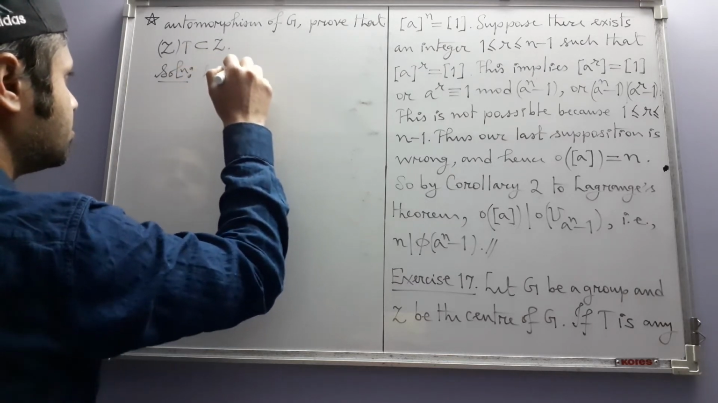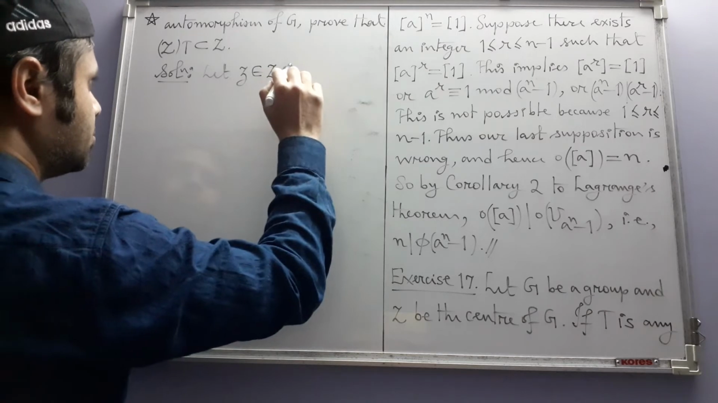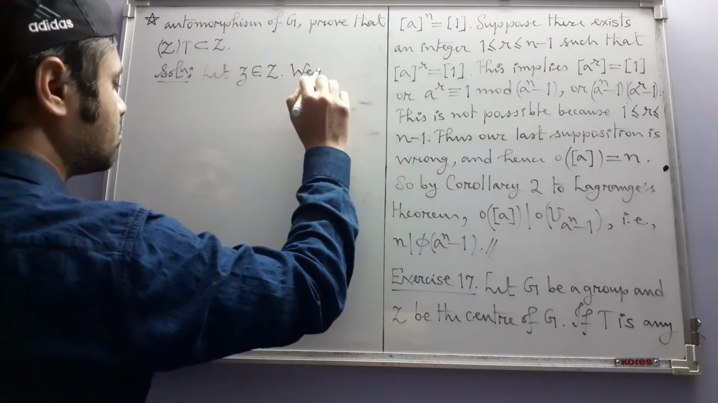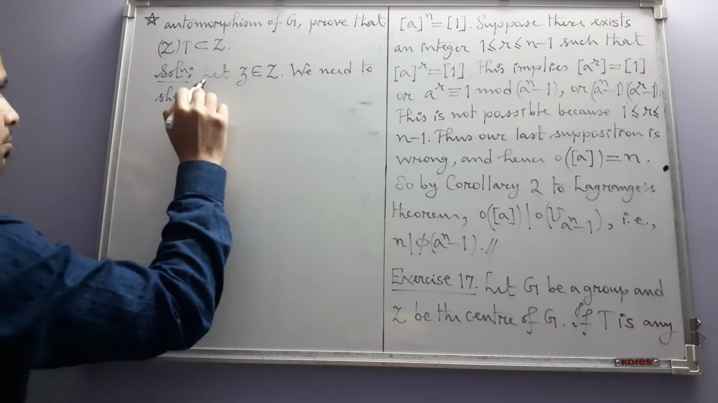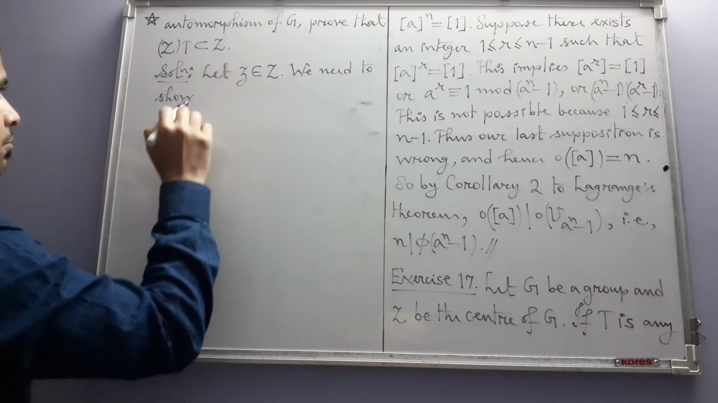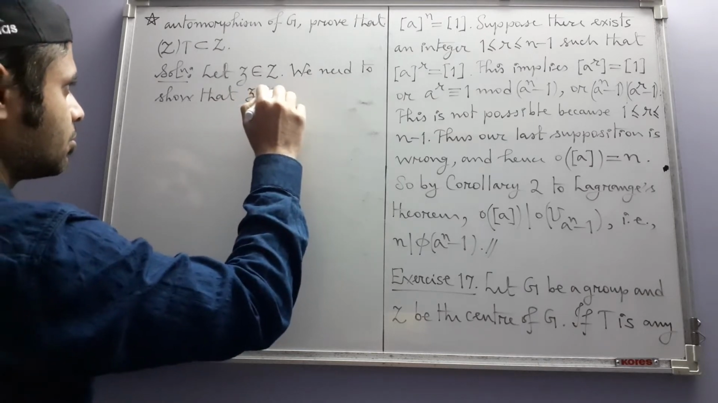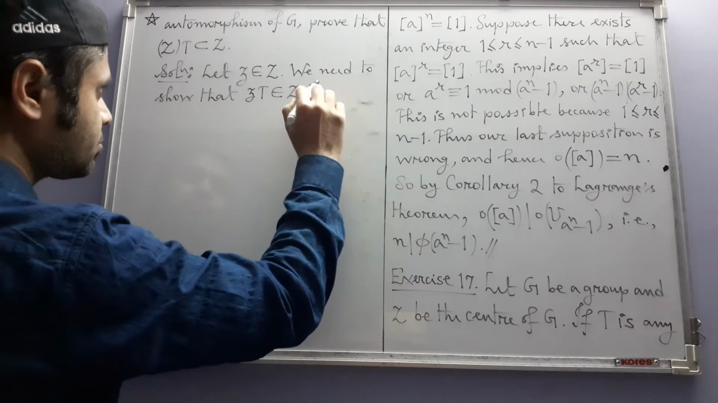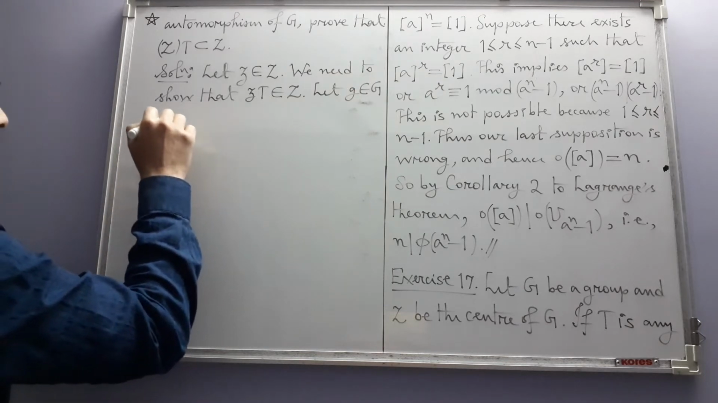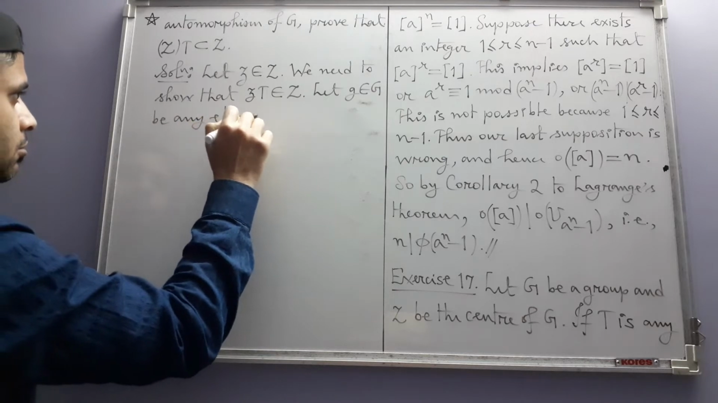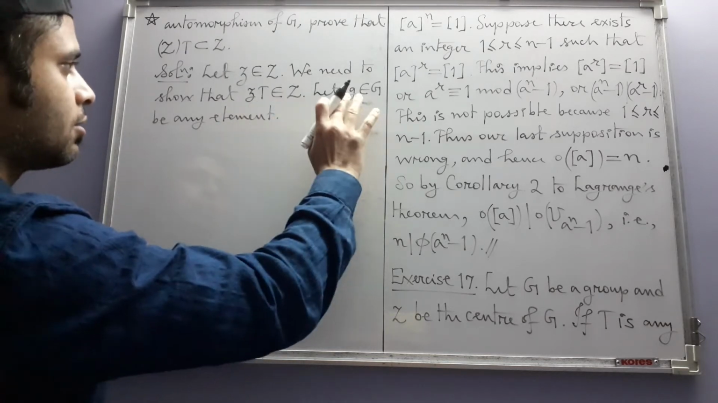So let Z be any element in the center. We need to show that this image belongs to the center. Let G be any element in G. We will now show that ZT commutes with G.